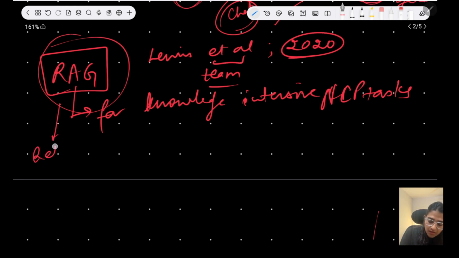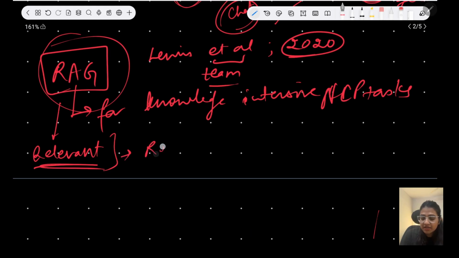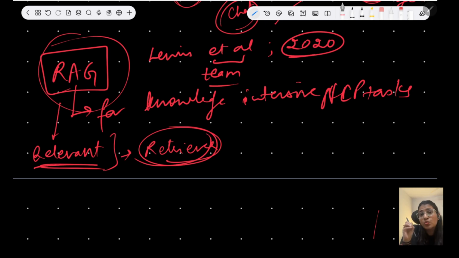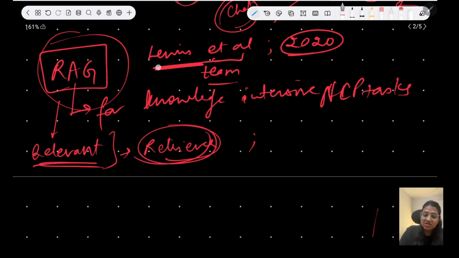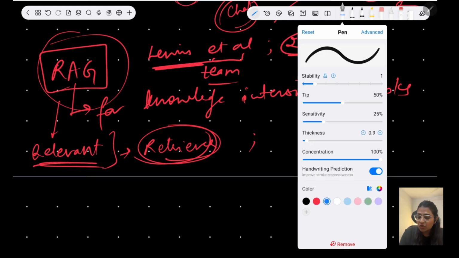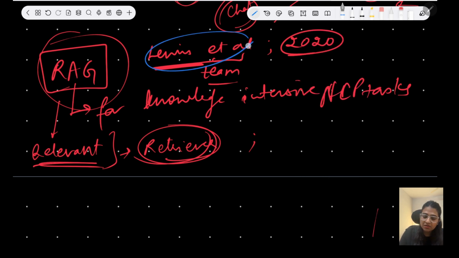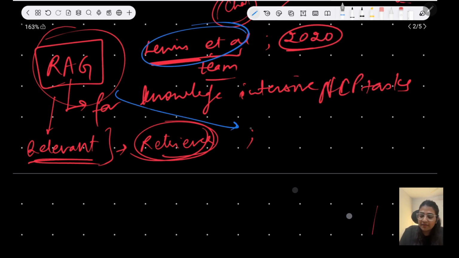So the whole idea is to extract just the relevant information, not all of the information. And that relevant information is determined by something called a retriever. The retriever will find only what the question is asking about. And they found that accessing the relevant information actually helped to mitigate hallucination. So Lewis found that this is a great approach, because using RAG helped to mitigate hallucinations.